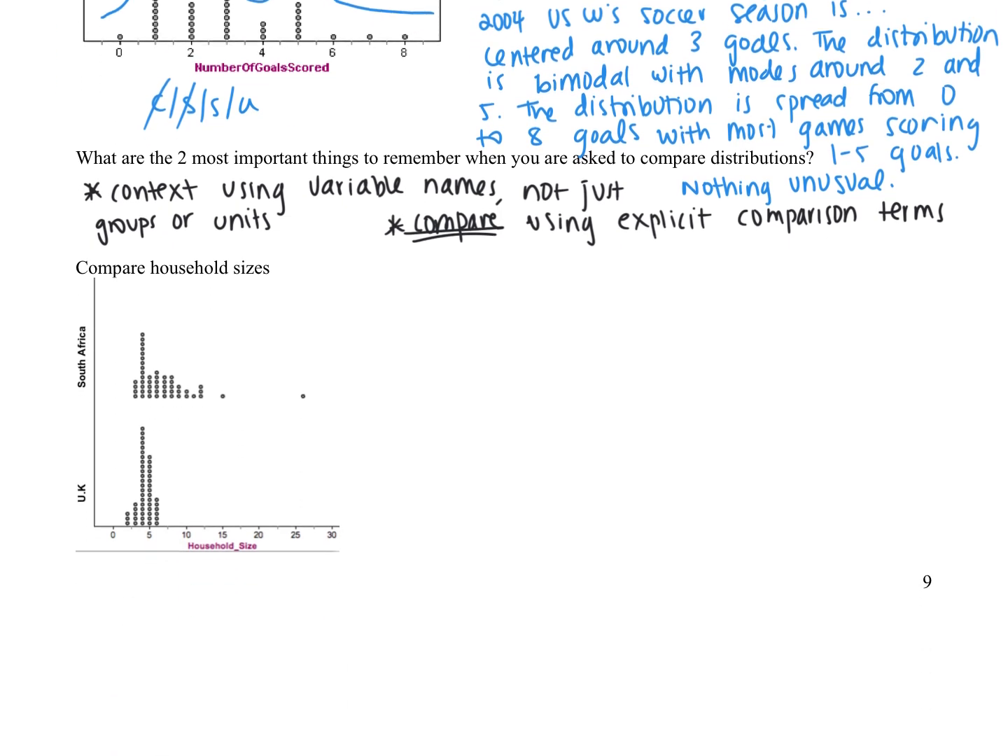Okay, so here we have 2 dot plots that we are comparing for the countries of the United Kingdom and South Africa, and it is household sizes. So if we just looked at a sample of families in the UK, and a sample of families in South Africa, here are their household sizes. If we're comparing, the first thing you're looking at is, this is numeric. Because it's numeric data, you're going to do CSSU. The same thing that we did above, but comparing.